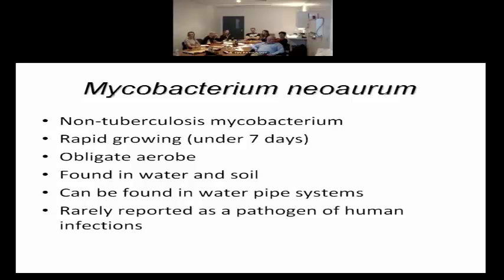So a little bit about Microbacterium neorum. It is a rapidly growing non-tuberculosis mycobacterium that is ubiquitous in water and soil environments and was first reported in 1972. Transmission of Microbacterium neorum and other non-tuberculosis mycobacteria is not well defined. However, environmental exposure is thought to be the major factor. Microbacterium neorum can also often be found in water pipe systems as a biofilm and is rarely reported as a cause for human infections. To date, there has been a total of 25 reported cases of human infection, ranging from sepsis to skin infection.